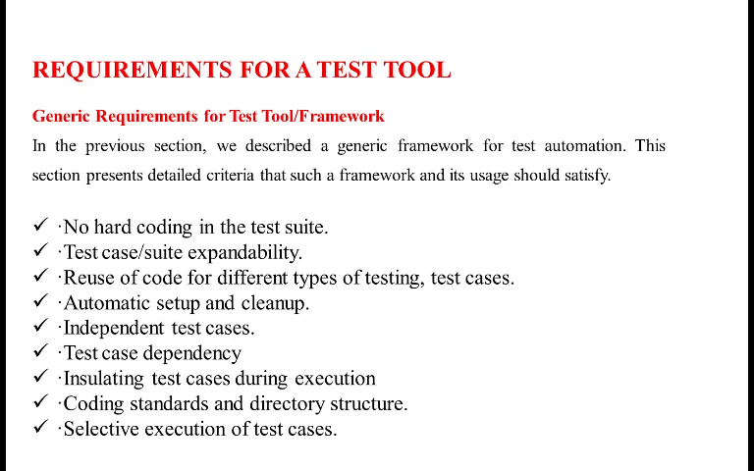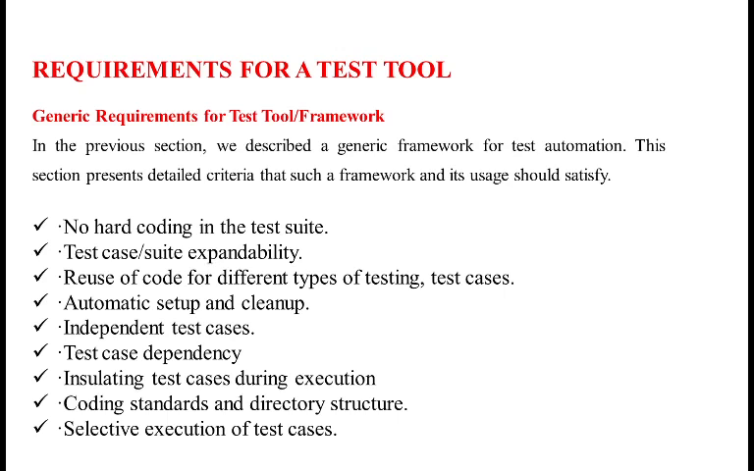Requirement 6 is test case dependency. There may be a need for test cases to depend on others. It makes it necessary for a particular test case to be executed before or after the dependent test cases. Requirement 7 is insulating test cases during execution. To avoid the test cases failing because of some unfortunate events, the framework should provide an option for users to block some of the events.